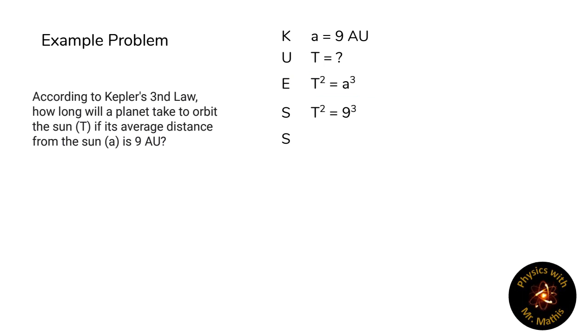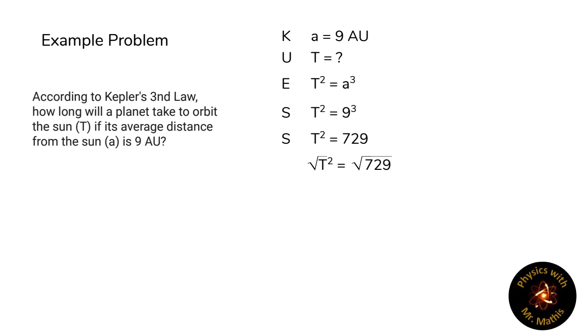The next step is to take our known, the 9 astronomical unit distance, and substitute it into the equation. So T squared equals 9 cubed. You might notice that we're not using the units in the calculation like we normally do, because the astronomical unit is an arbitrary unit, it doesn't necessarily transfer into the equation. We use our calculator and cube the 9, which is 9 times 9 times 9, equals 729. So T squared is 729.